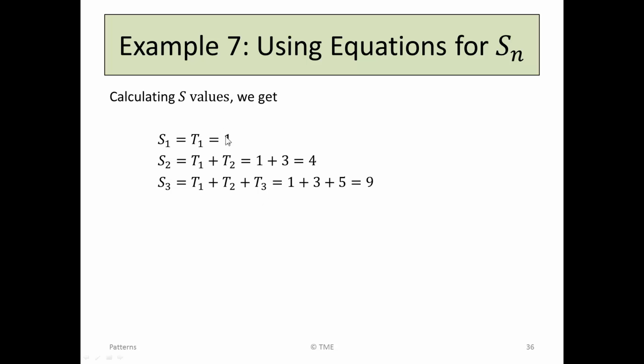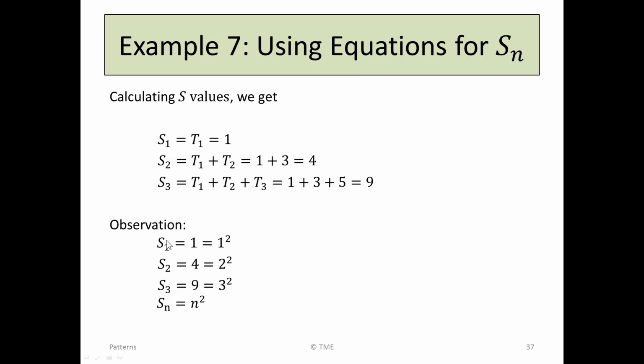Calculating S values from that, well, the first term would be 1. The first one would be 1 and then 3. So the sum of the first two would be 1 plus 3 equals 4. And the third term was 5, so T1 plus T2 plus T3 was 1 plus 3 plus 5. S3 turned out to be 9.